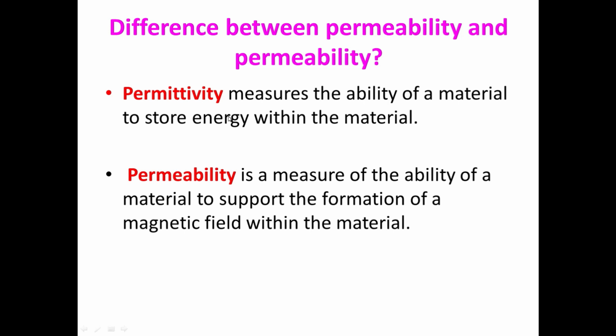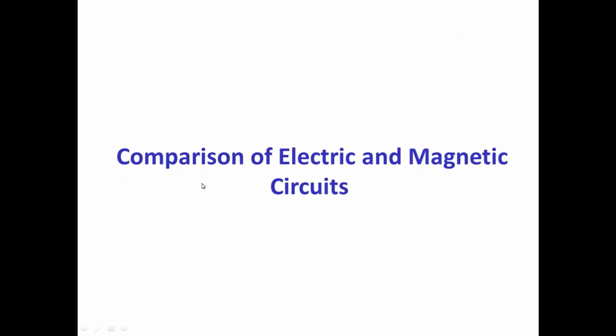It is very interesting to understand the difference between permittivity and permeability. Permittivity measures the ability of a material to store energy within the material. This is responsible for the electrostatic field. Permeability is responsible for the electromagnetic field. It is a measure of the ability of a material to support the formation of a magnetic field. So permittivity is for the electrostatic field, permeability is for the electromagnetic field. Clear? And there is a comparison between electric and magnetic circuits that we'll discuss in the next video.